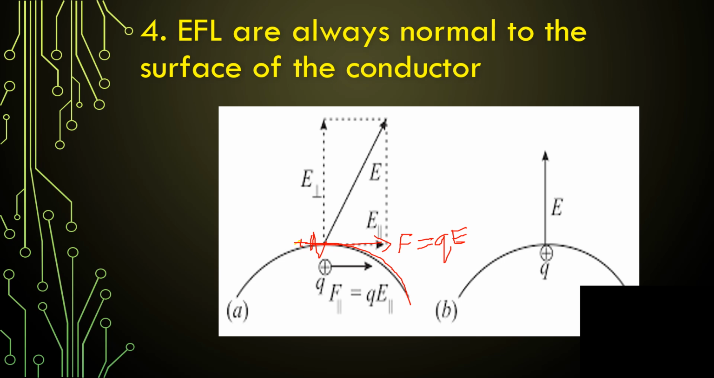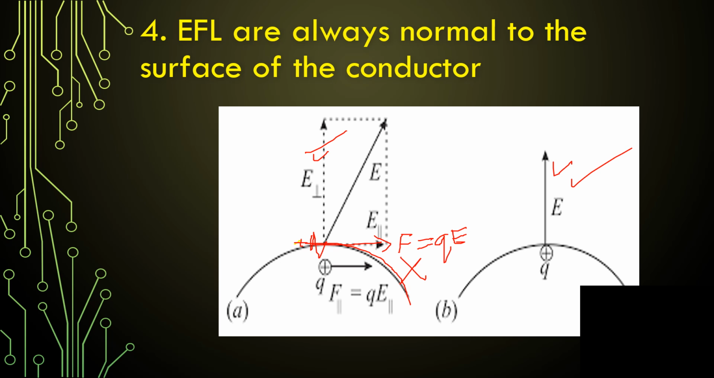But here we are talking about electrostatics. That's why this should not happen, right? That's why electric field lines should not be along the surface or parallel to the surface. Then what is the next possibility? This is the next possibility. Electric field lines should be perpendicular to the surface. It should be normal to the surface. Electric field lines are always normal to the surface of a conductor.